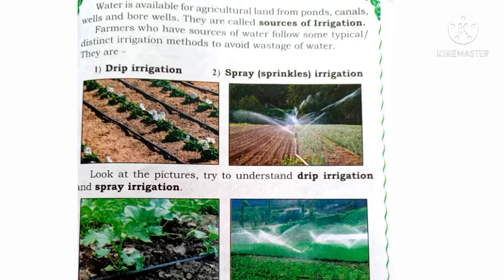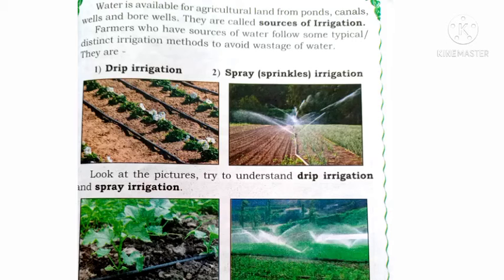The first one is drip irrigation. That picture is about drip irrigation, and the second picture is spray irrigation or sprinklers. So the first one is drip irrigation, the second one is spray or sprinkler irrigation.